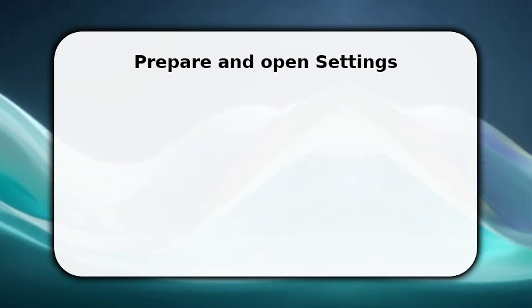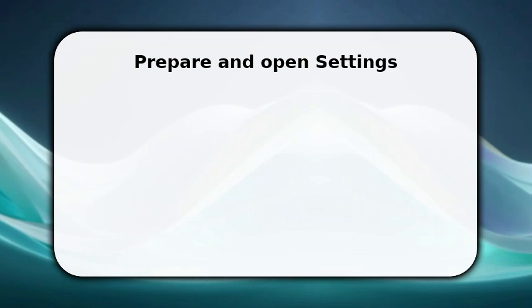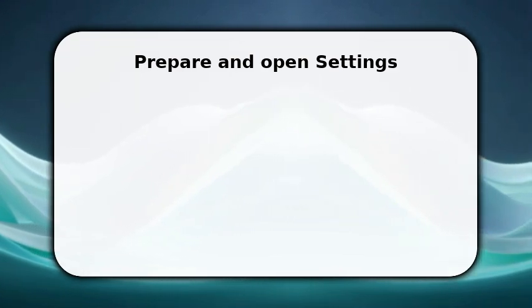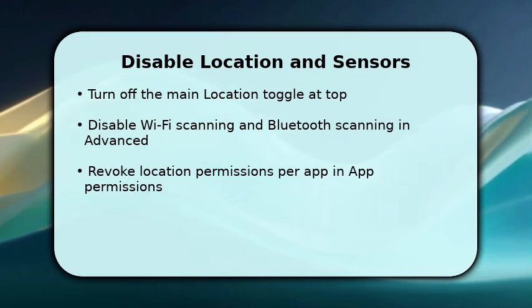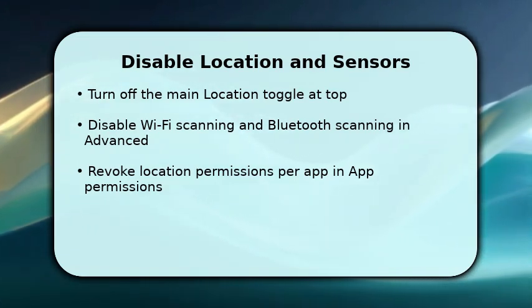Once done, tap the location entry to reveal the toggles and permission controls you will disable next. You should first flip the main location toggle off to stop all active location requests. This is the fastest cut.